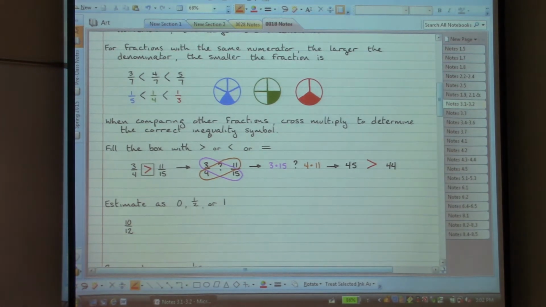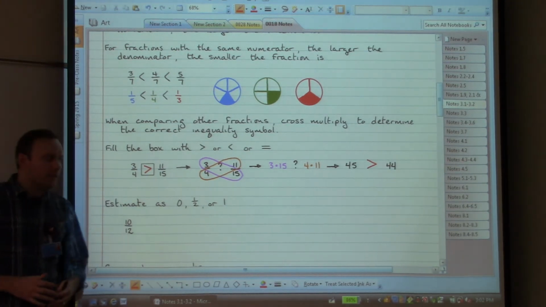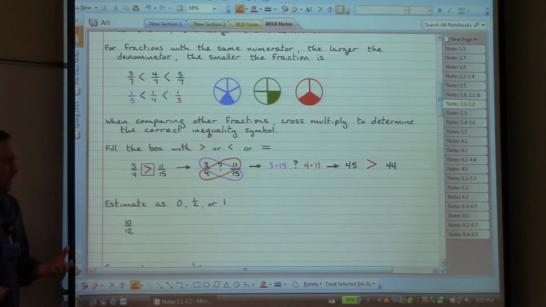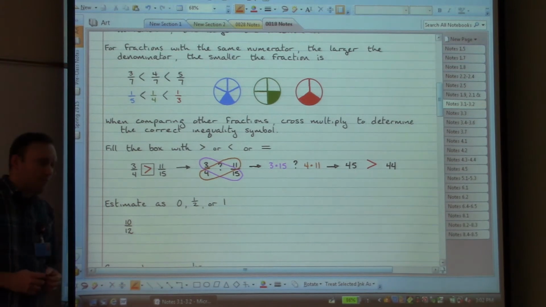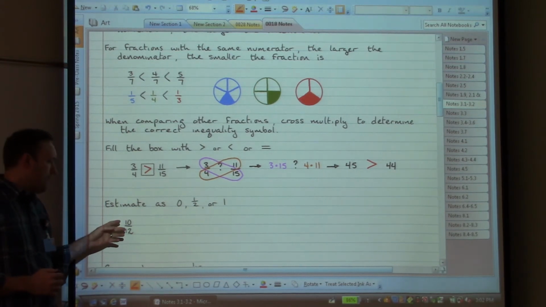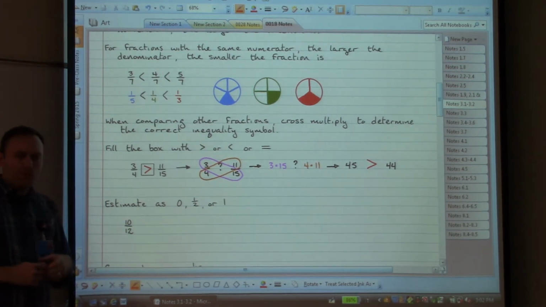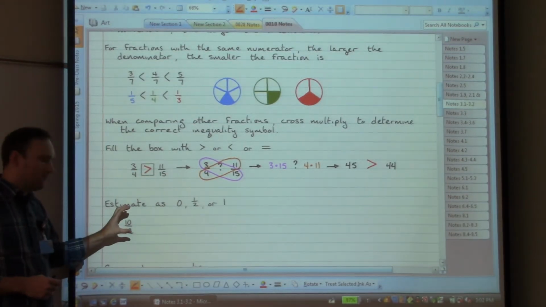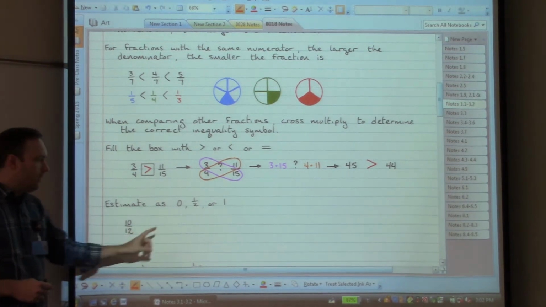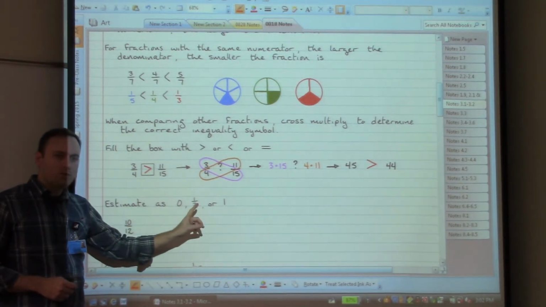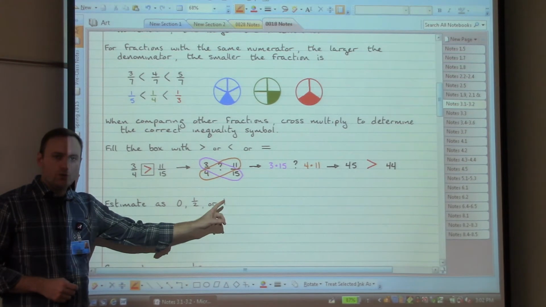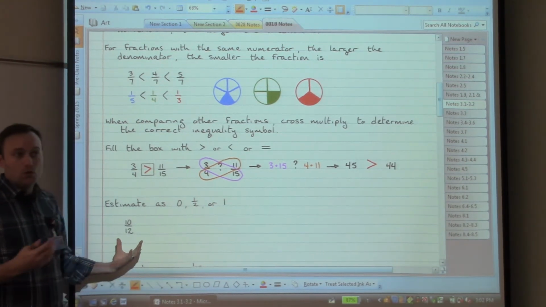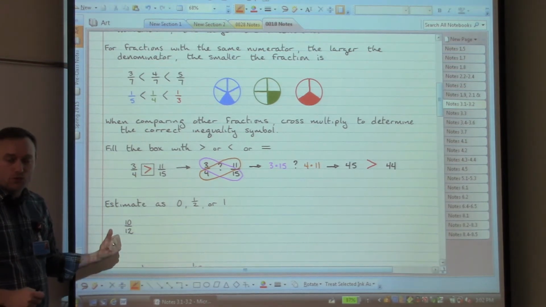To continue with the introduction to fractions, I want to mention another way that we could try to visualize things by using this example. I want to take this fraction 10 over 12 and estimate it. Is that fraction 10 over 12 closer to 0, closer to 1/2, or closer to 1 whole?